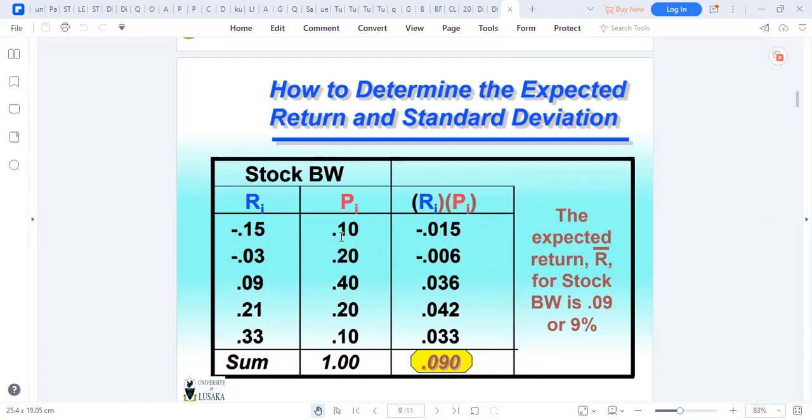To calculate the expected return, we simply multiply the return times the probability. So negative 0.15 times 0.10, we get negative 0.015. We multiply this by that, we get this answer. Multiply this by that, we get this answer. Now, the sum total of the returns times the probability is what we call our expected return. And so in this case, 0.09 is equivalent to 9%. So our expected return is 9%.